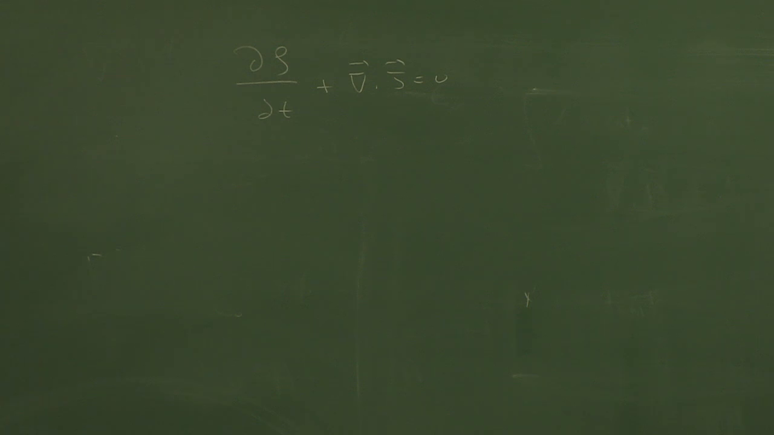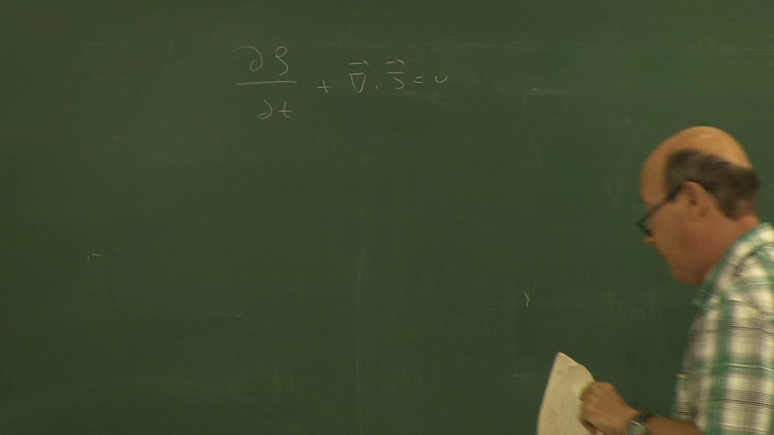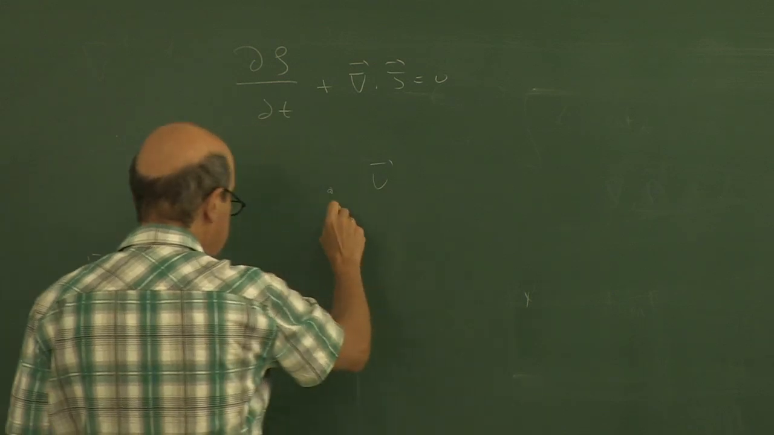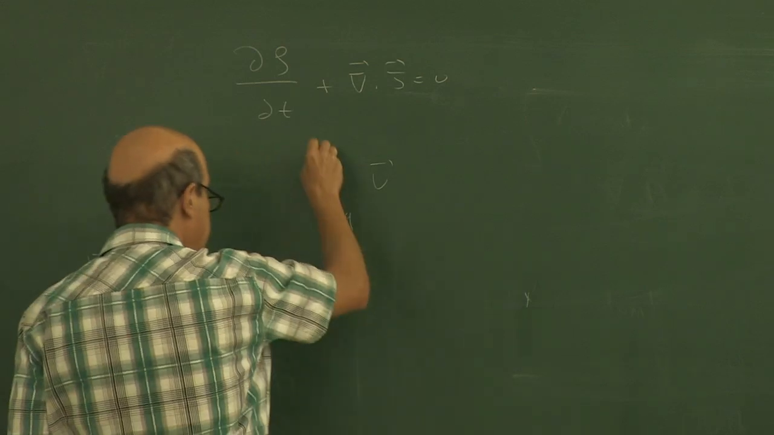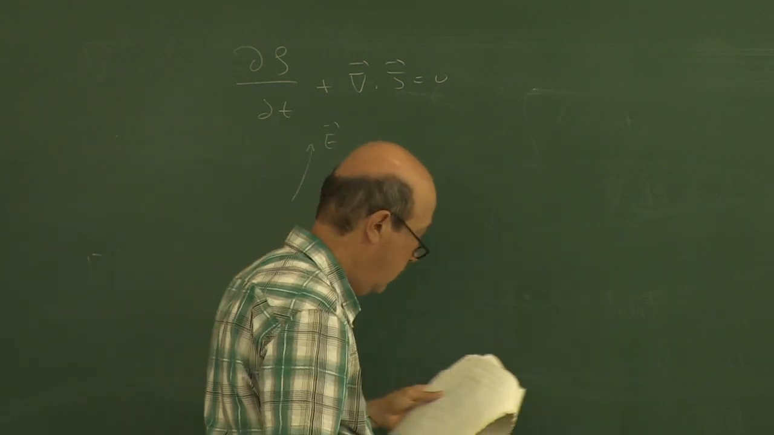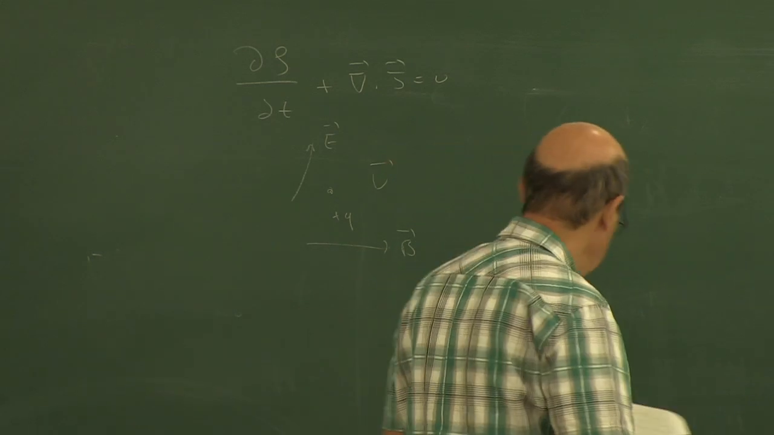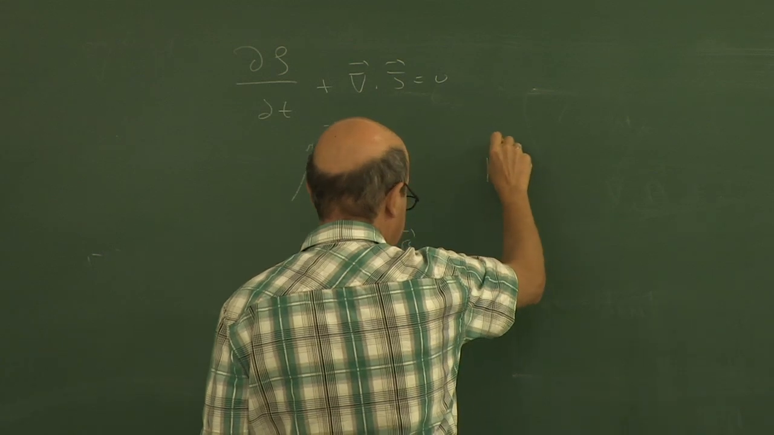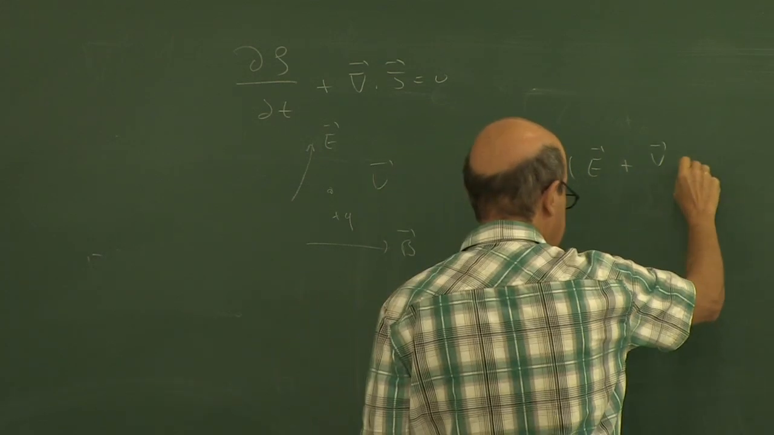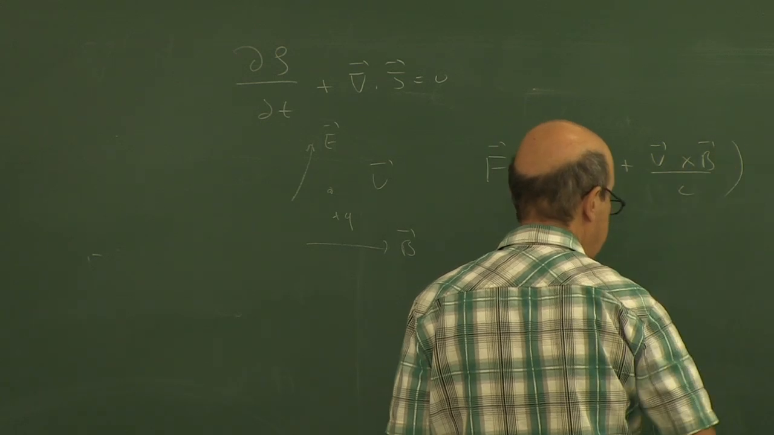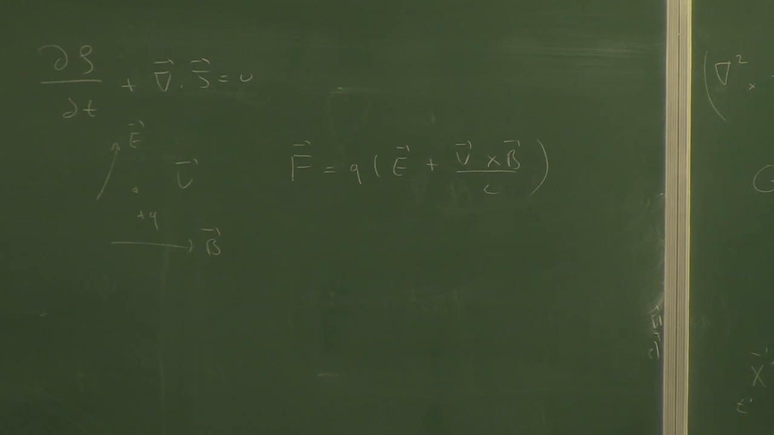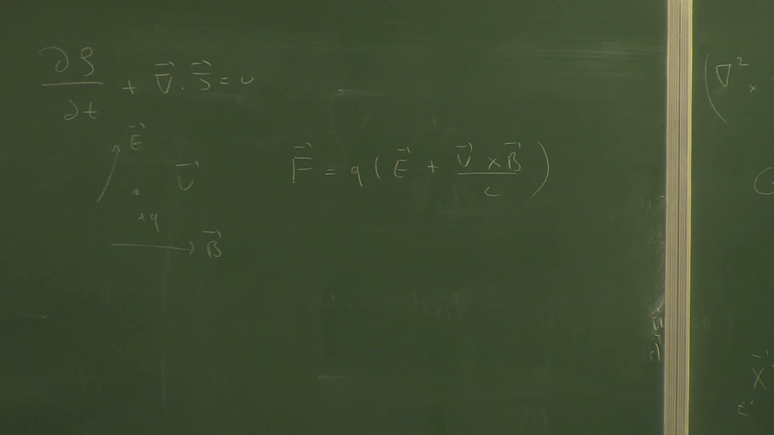So basically, think about a charge that is moving under the influence of some electric field and some magnetic field. You can write the Lorentz force. Lorentz force is F equals Q times E plus v cross B over c. That is the Lorentz force. Then you can calculate the work done on the charge under these fields.